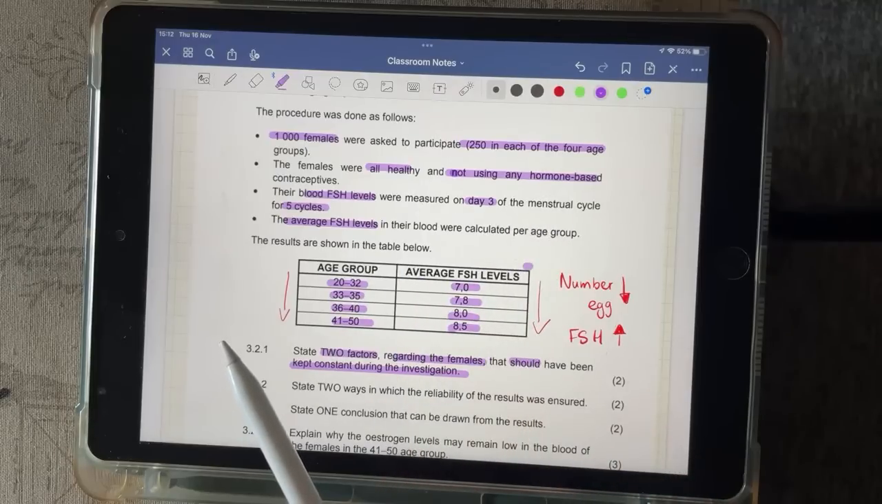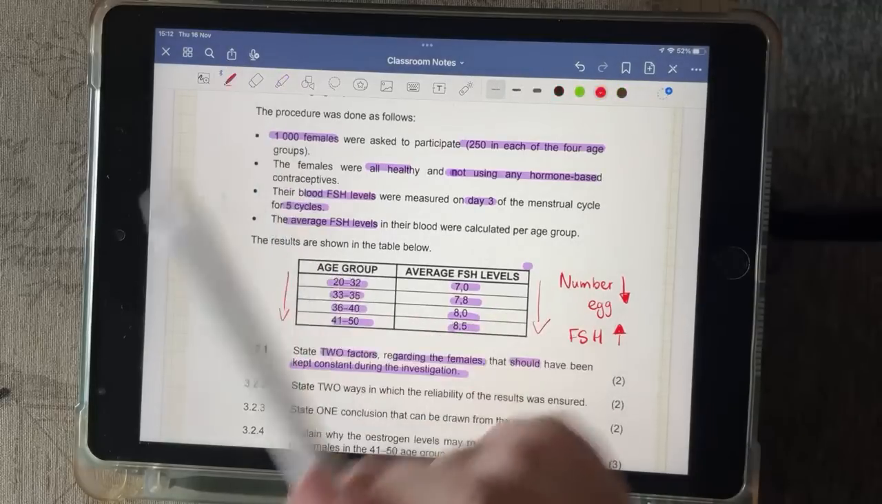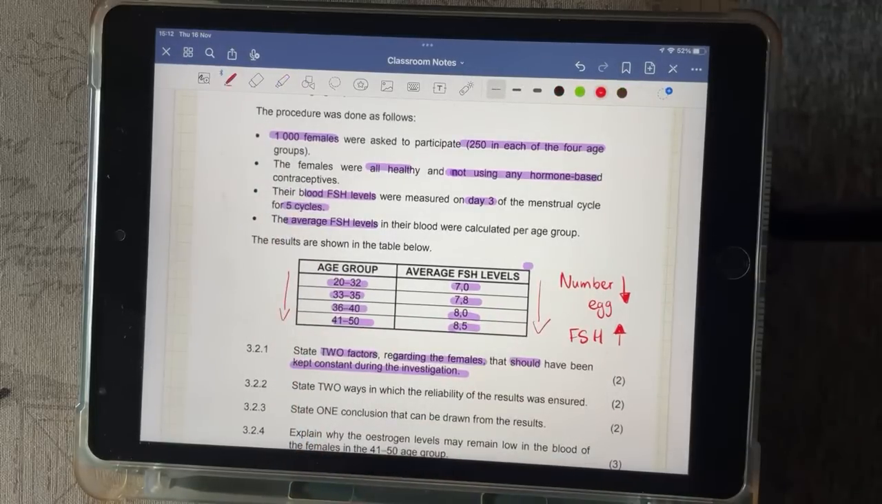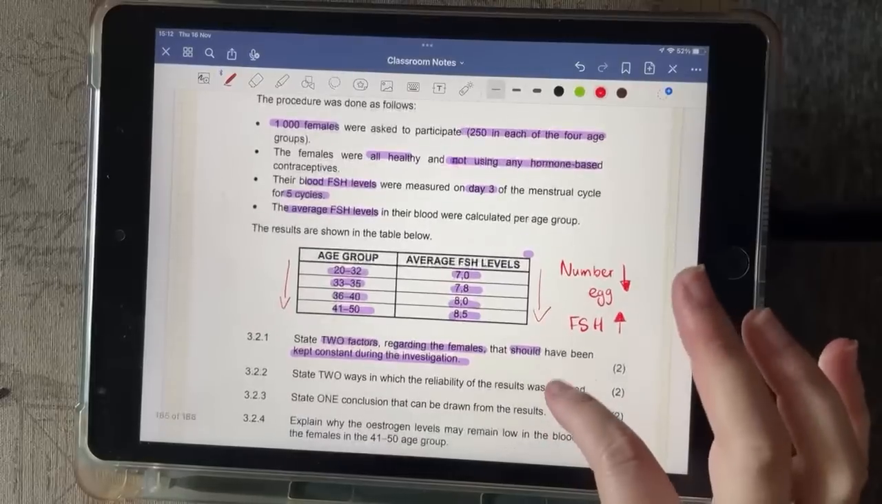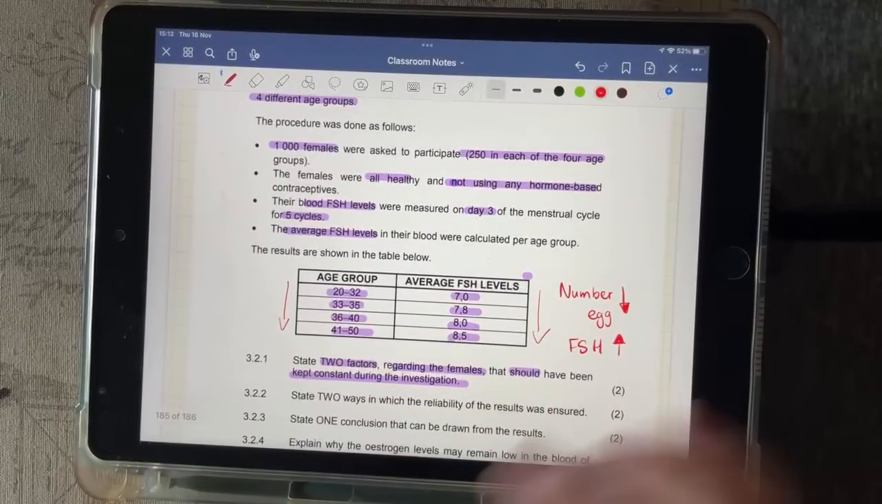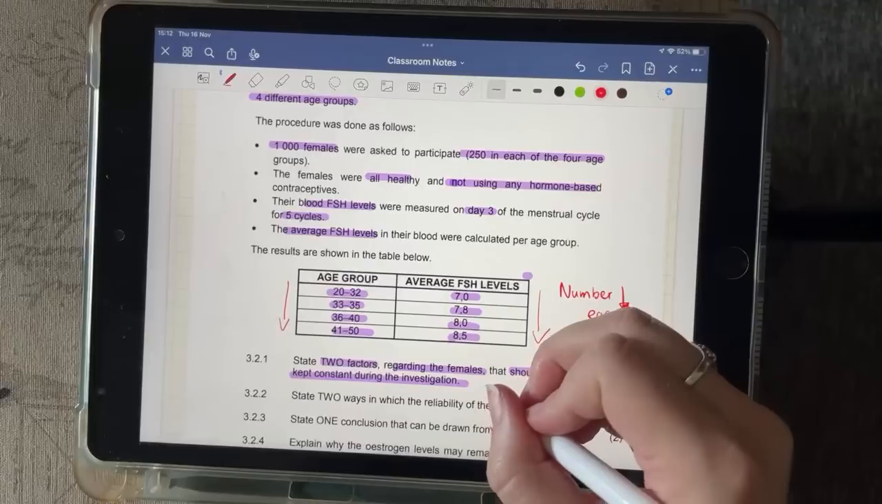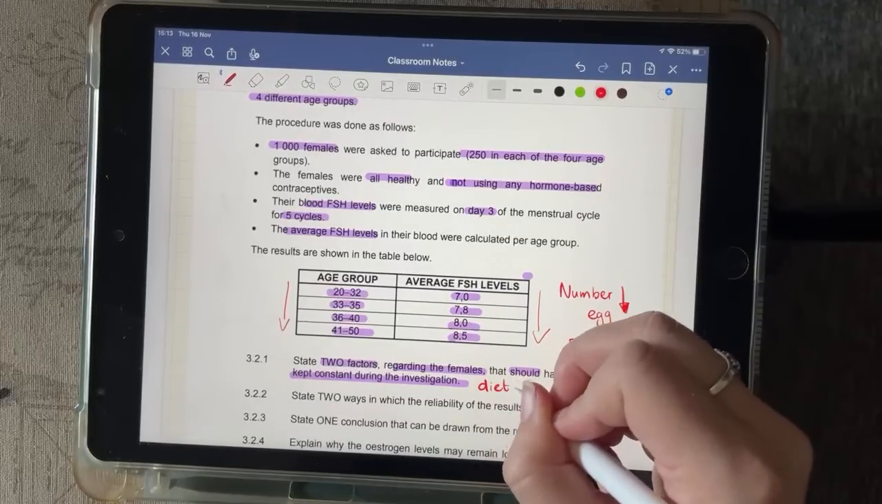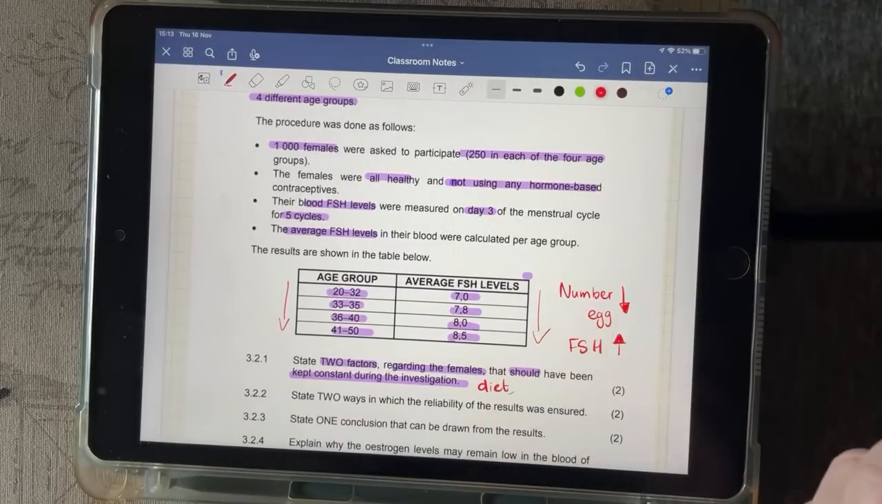Let's think of something else. What else could they have done? That's a tricky question. What other things should have been kept constant during this investigation? What are we going to say for this one, everybody? Anything they could have kept constant? Anybody? What else could they have kept constant? Diet is a good one. Lovely. Anything else?